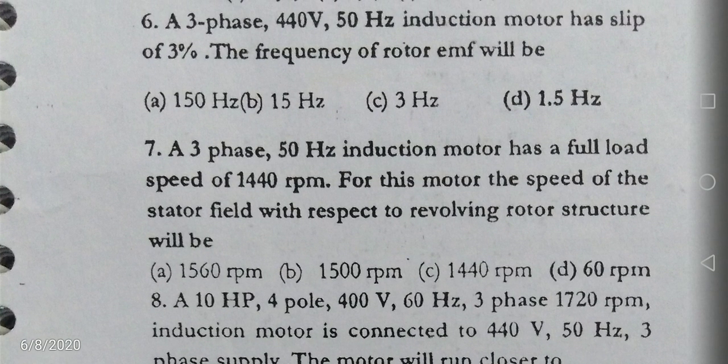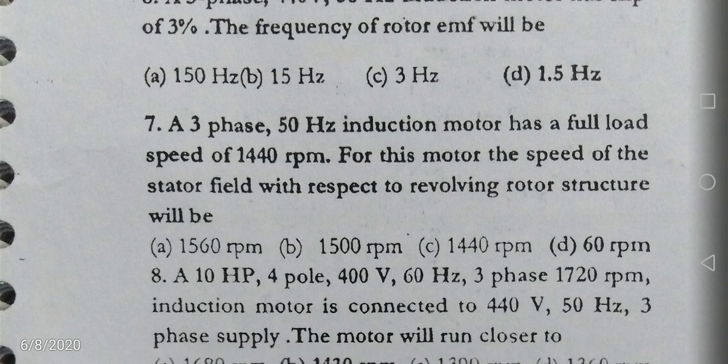So options A and B are neglected, because the rotor frequency must be a lesser value than the stator frequency, but here the rotor frequency value is 150 hertz in option A. So 150 hertz is not correct, because the stator frequency must be the greater value and the rotor frequency is within the limit of 1 to 3 hertz. So option D is correct here.